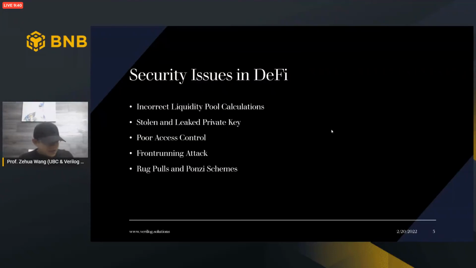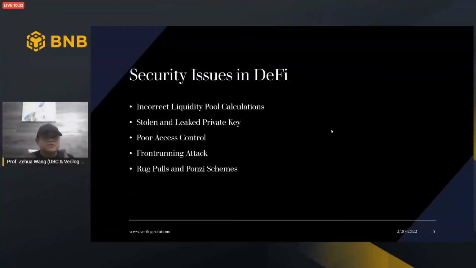So with today's topic, I want to list 5 of the issues in DeFi. The first is the incorrect liquidity pool calculation. In a decentralized exchange, if you want to do a trade, there must be liquidity inside the DEX. If I want to be the liquidity provider, I need to provide liquidity for a pair of tokens. So if somebody is buying token A and selling token B into this pool, basically I will be the seller. I sell token A to the token A buyer, and then I receive token B paid by that token buyer.